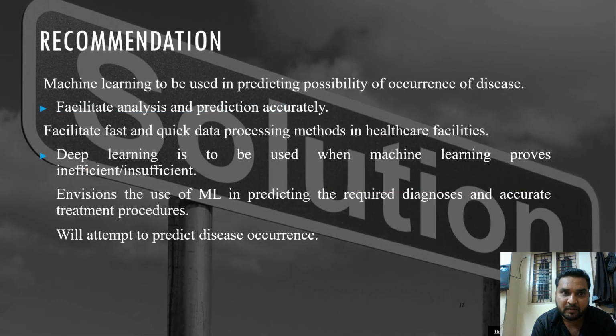These are the recommendations. Machine learning to be used in predicting plausibility of occurrence of disease, facilities analysis, and prediction accurately. Deep learning is to be used when machine learning proves insufficient, and then it will attempt to predict disease occurrence.